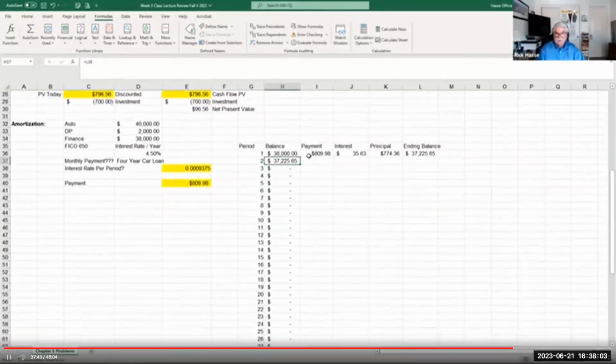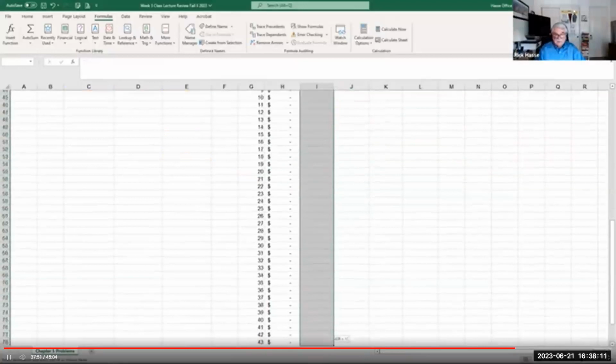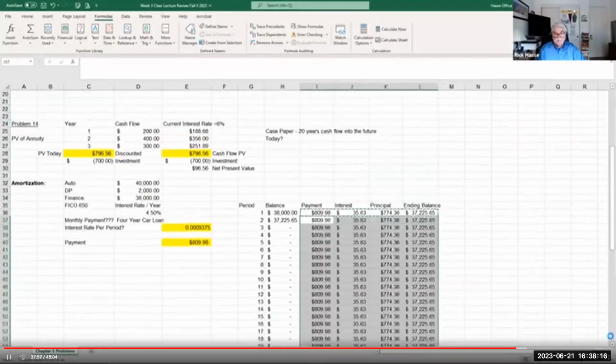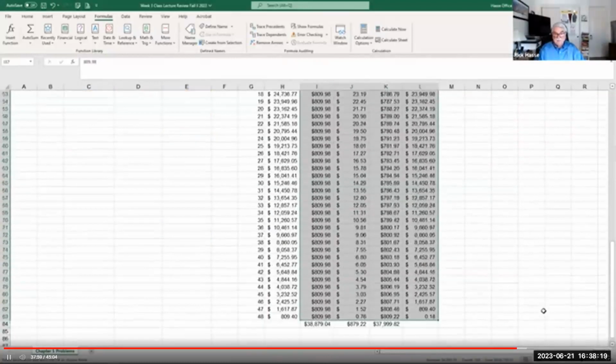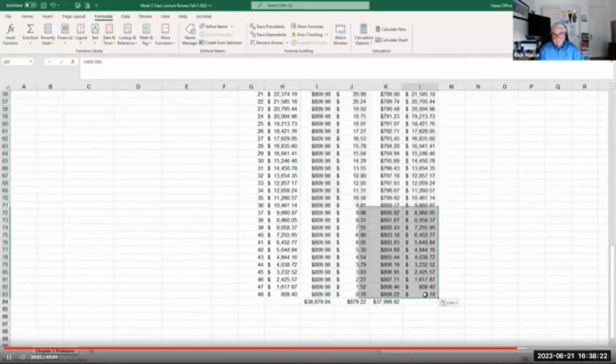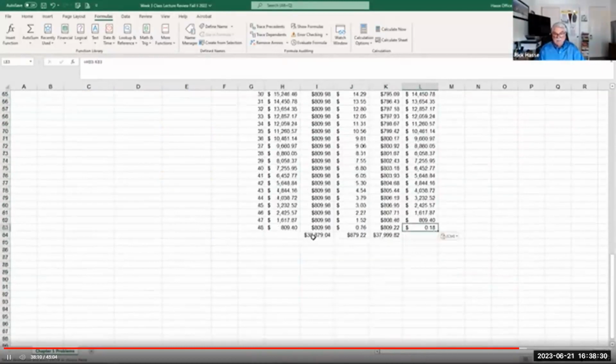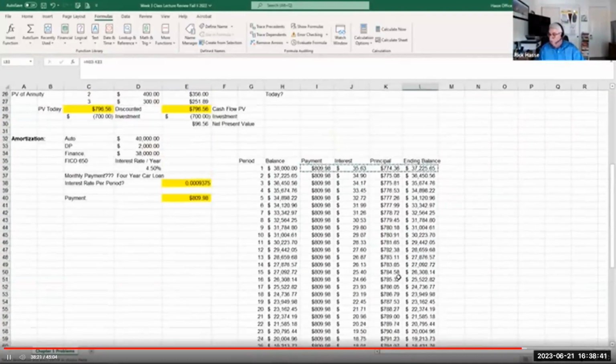So watch what happens. If I just take this series and copy it down to here and go all the way down to 48 payments and hit paste, there's my loan being paid off, all but 18 cents, and that's probably due to rounding. So as you can see, I'm making $38,879.04 in payments. There's my interest. The balance will be the principal. I'm off 18 cents, and that's because I probably didn't round it properly. But that's how an amortization loan works.